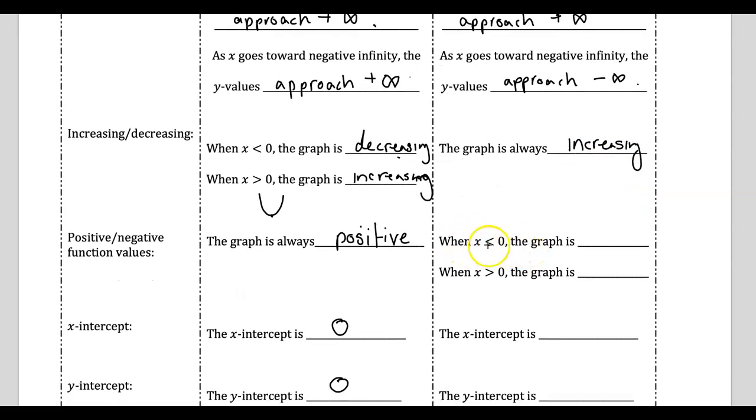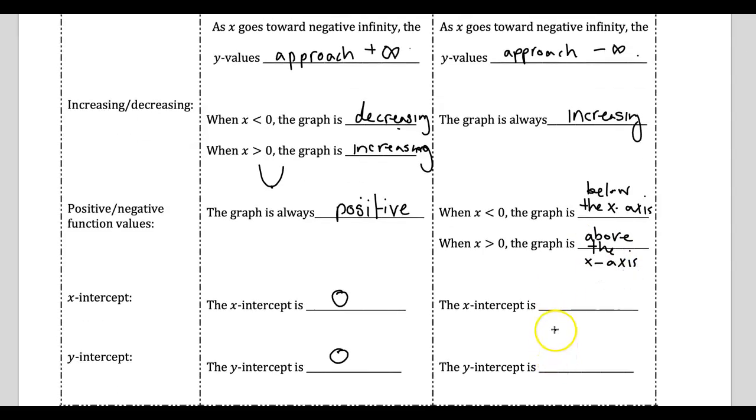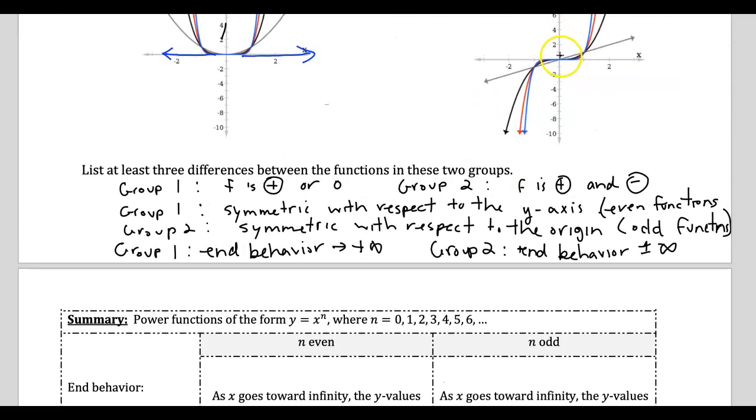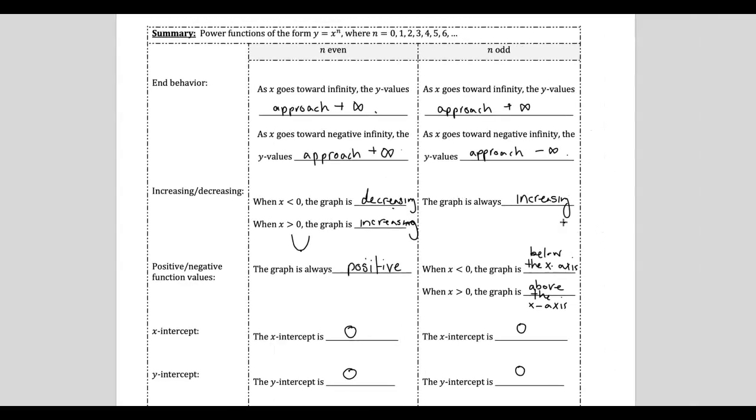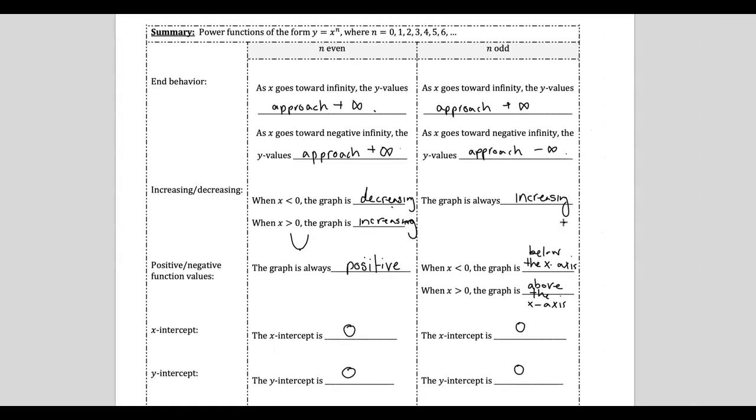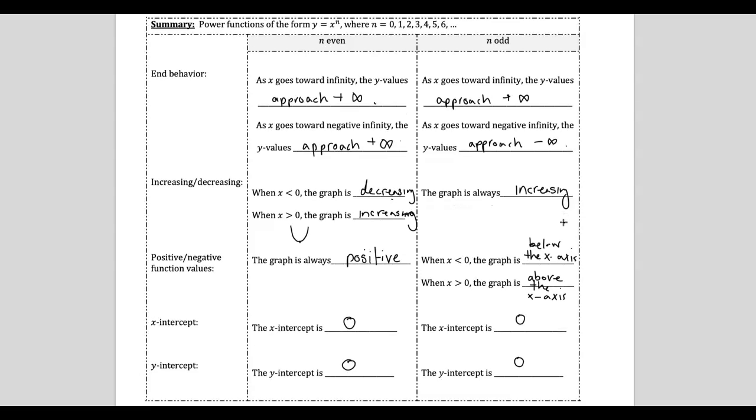When x is less than 0, the graph is, I would say, below the x-axis. It's negative, right? When x is greater than 0, the graph is above the x-axis, right? And it still has an x-intercept of 0 and a y-intercept of 0, because it goes through the origin. Okay, so there's our summary of even and odd power functions.